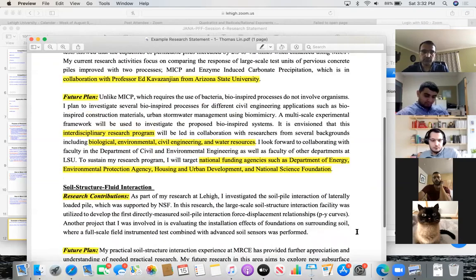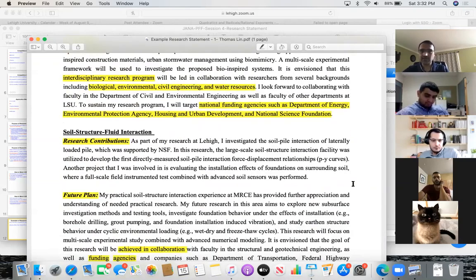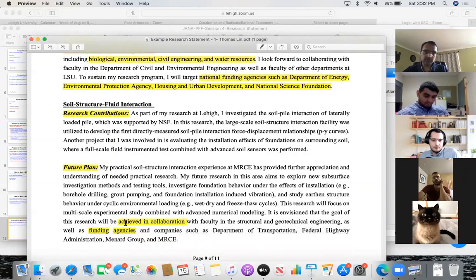And then if you keep going down, you'll see the same thing for the second research area. What is the contribution? What is the future plan? And again, in that future plan, he mentions collaboration as well as funding agency.